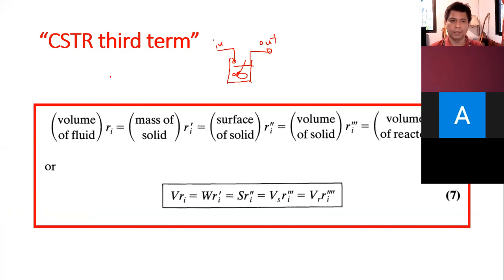Yung generation term. So pag halimbawa yung unit nyo is per volume of fluid, i-multiply nyo siya ng volume of fluid. Yung RI. Tandaan niyo pa to kasi di ba yung definition natin nung rate of reaction, yung RI per volume of fluid, yung RI prime per mass of solid, yung RI double prime per surface of solid, tapos yung RI triple prime per volume of solid. Yung third term ng CSTR, ang pamumultiply nyo pag RI, volume of fluid, pag RI prime, mass of solid, etc. So, ganun lang yun.